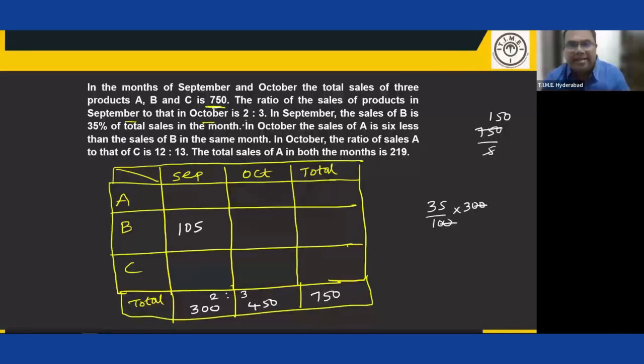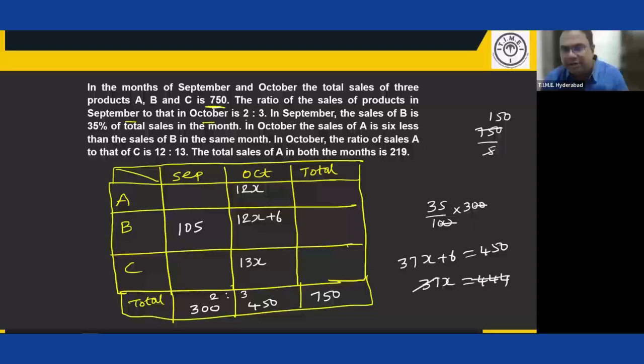In October, A is 6 less than B. October ratio of A and C is 12:13. So A is 12x and C is 13x. A is 6 less than B, which means B is 6 more than A, so B is 12x plus 6. If I add these 3, it must be 450. 37x plus 6 is 450, so 37x is equal to 444. 37 twos is 74, so x is equal to 12.